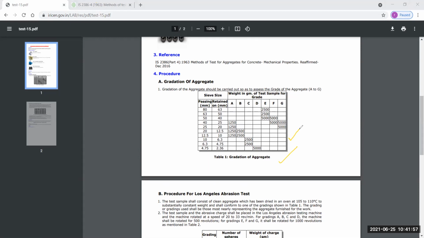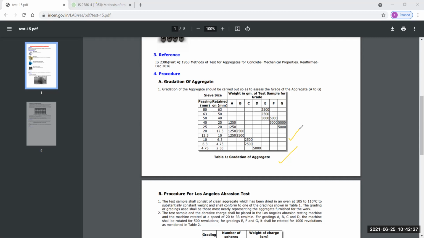So the test sample and abrasive charge shall be placed in the Los Angeles abrasion testing machine and the machine rotated at a speed of 20 to 33 revolutions per minute. But in certain books it is also written 30 to 33 RPM, which is wrong, because as per your IS code, IS 2386 Part 4 1963, it is clearly mentioned that the revolution given to your machine is 20 to 33 revolutions per minute.